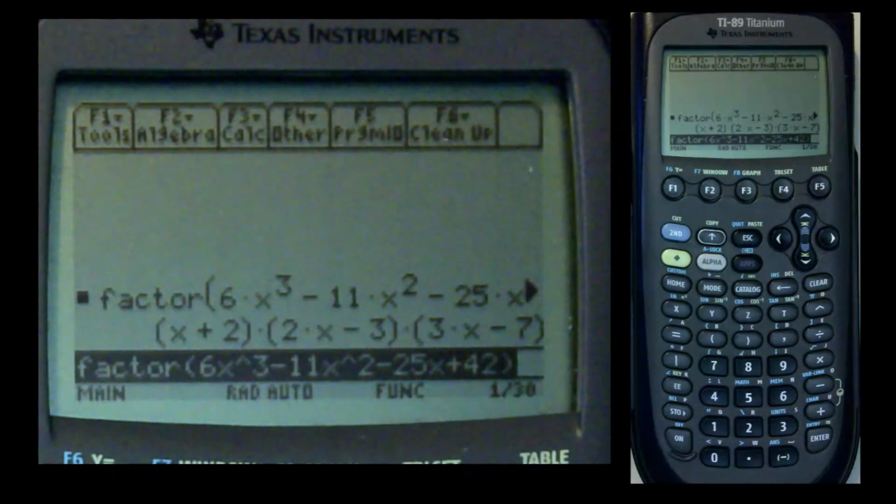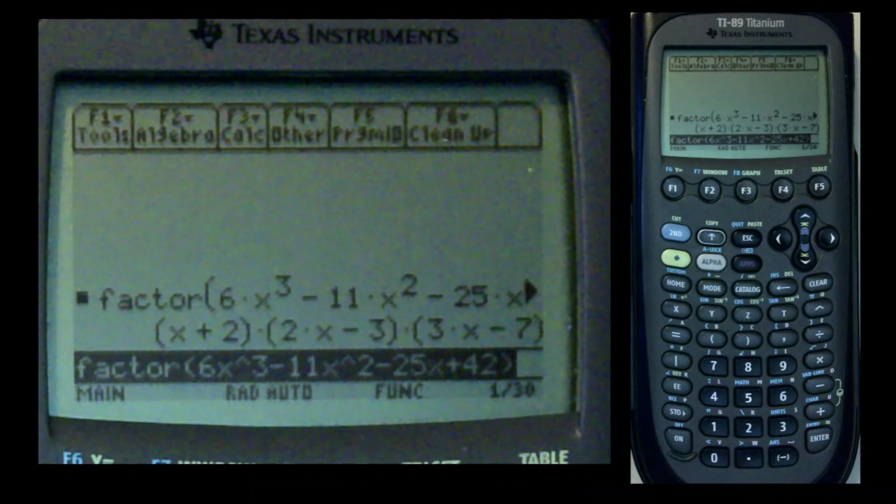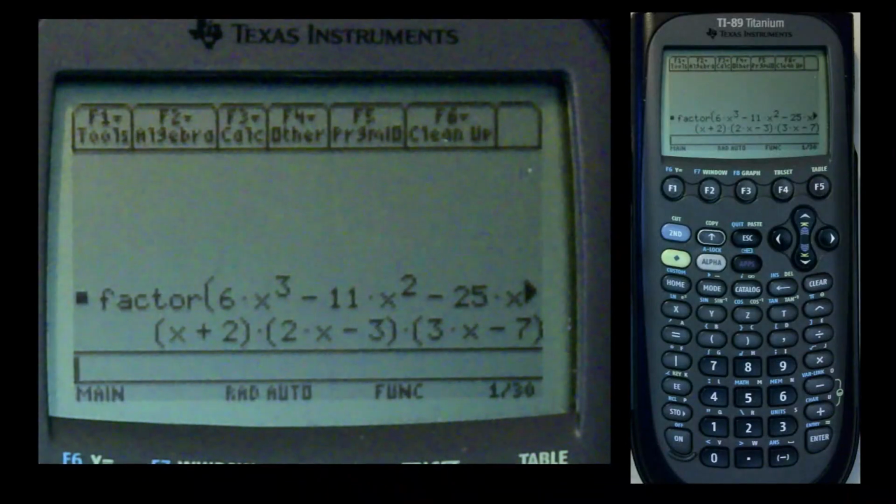So it's a very powerful thing. It saves you some time if you're able to use a calculator on a problem, and you don't have to sit there and try to do synthetic division or trial and error to factor, or factor by grouping, any of those things. So we can factor.